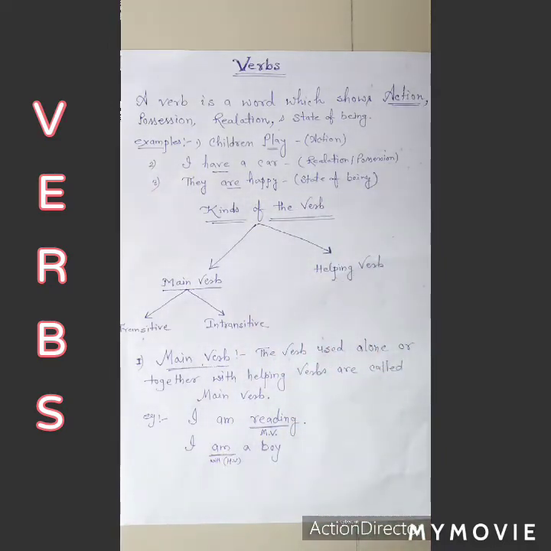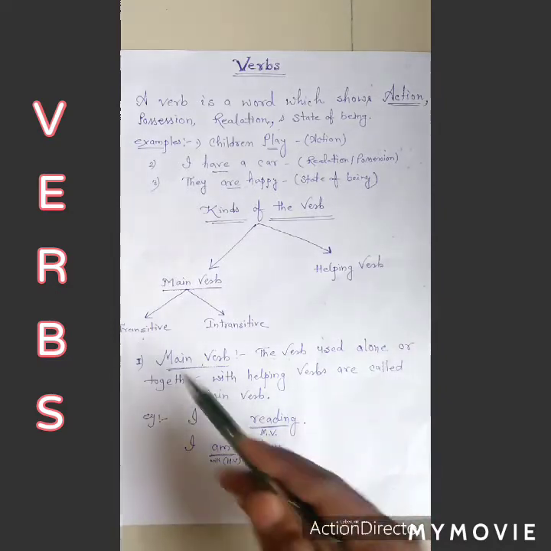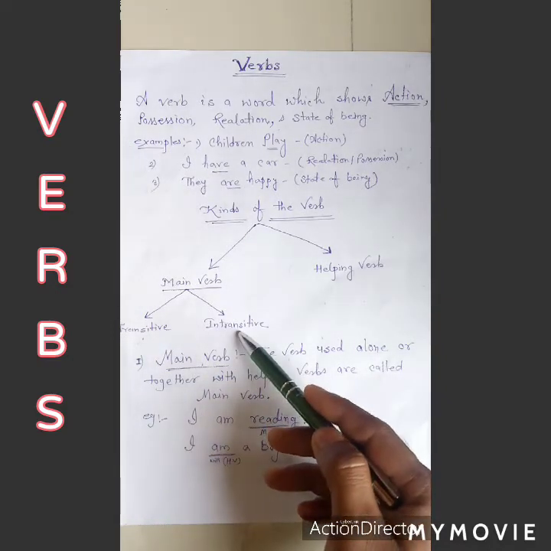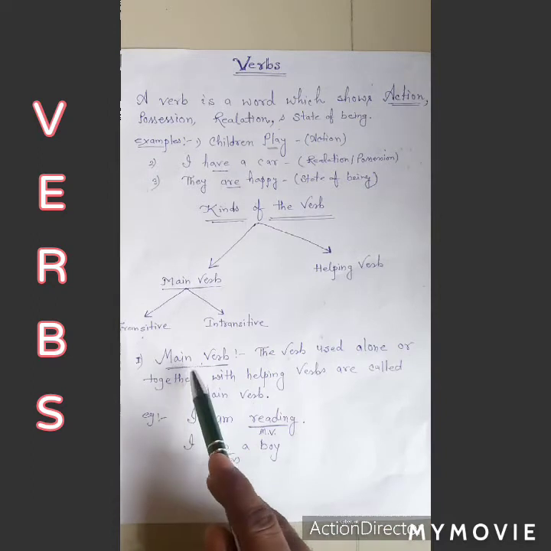Okay, now we'll talk about the kinds of verbs. There are two kinds of verbs, main verbs and helping verbs. Okay, and the main verbs are divided into two kinds. First is transitive verb and the next is intransitive verb. Okay, now first, main verb.